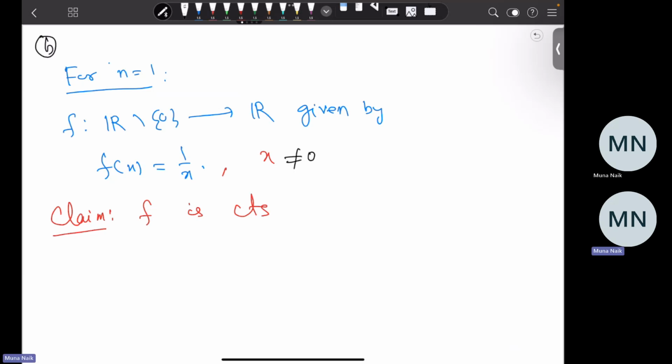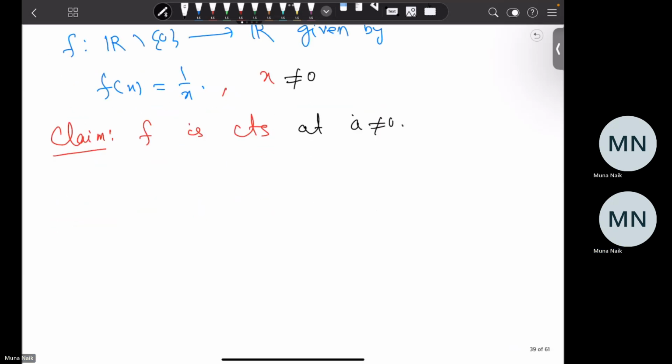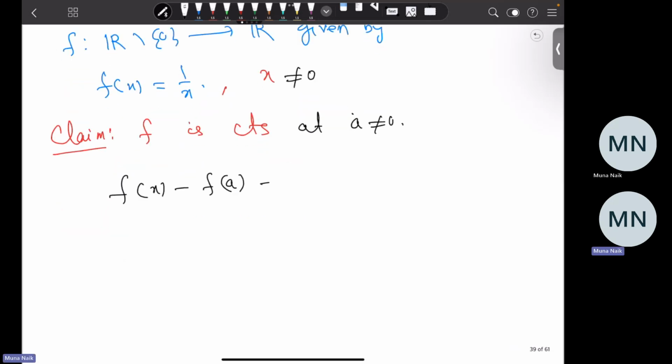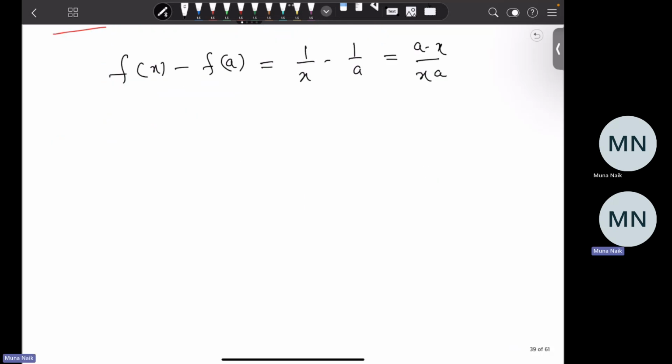Here x is not equal to 0, and this a is non-zero. So how do you do that? You write f(x) minus f(a). This is nothing but 1 by x minus 1 by a, which is nothing but (a minus x) by xa. So this is my picture: this is 0, and suppose this is my a.